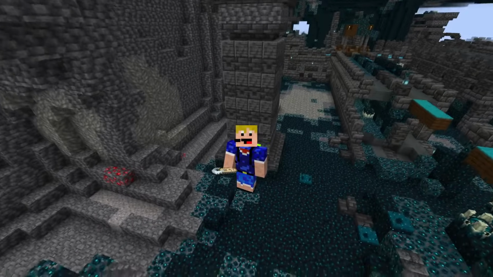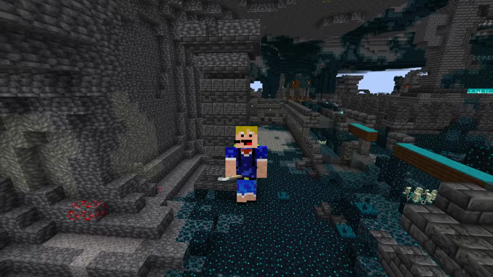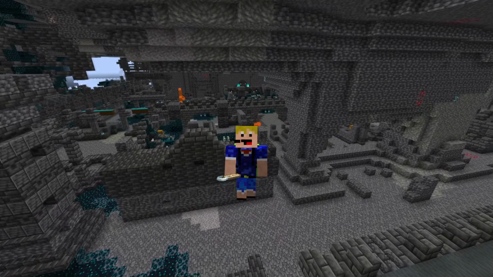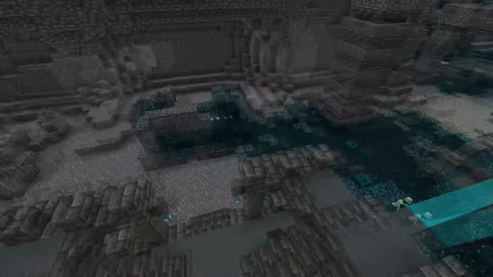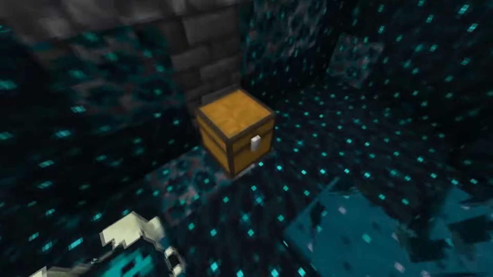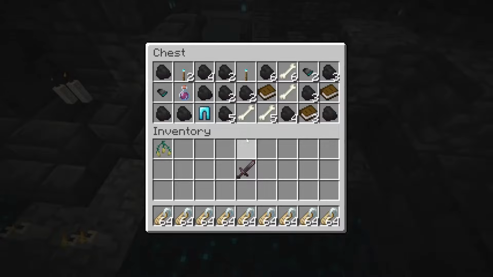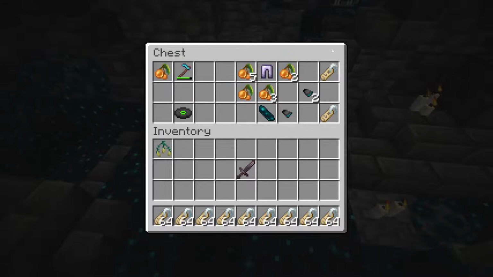Another way you can pretty much guarantee finding a name tag is going through an ancient city. Because ancient cities contain many different chests, and you have a 16.1% chance of finding a name tag in one of the chests of the ancient city. So if you go through enough of these chests, then eventually you'll find a name tag, and maybe even multiple, as you can see here.